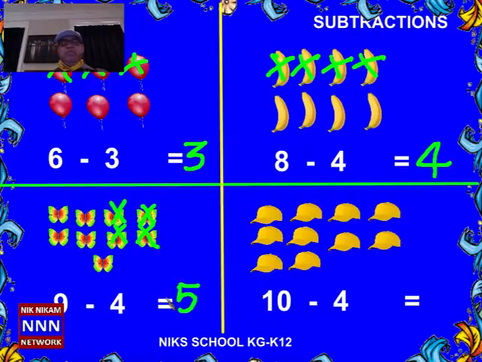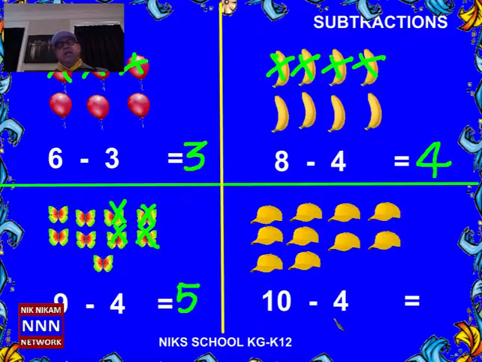Now we have baseball caps. Let's see, 1, 2, 3, 4, 5, 6, 7, 8, 9, 10. Oh, there are 10 baseball caps. 10 minus 6.